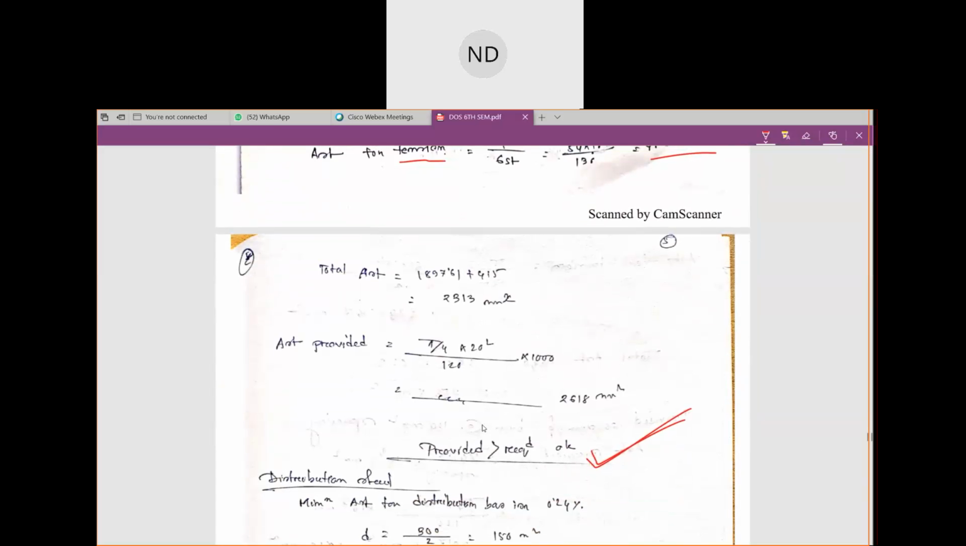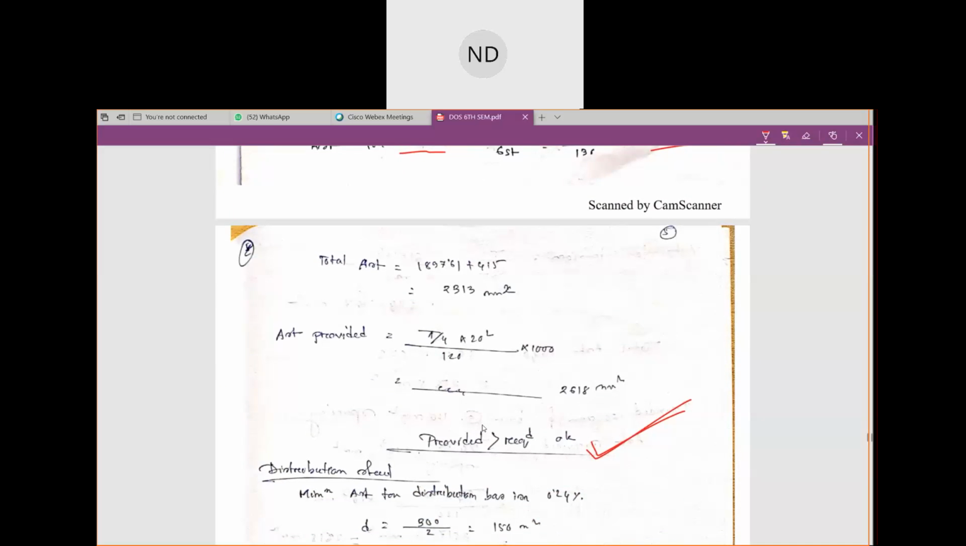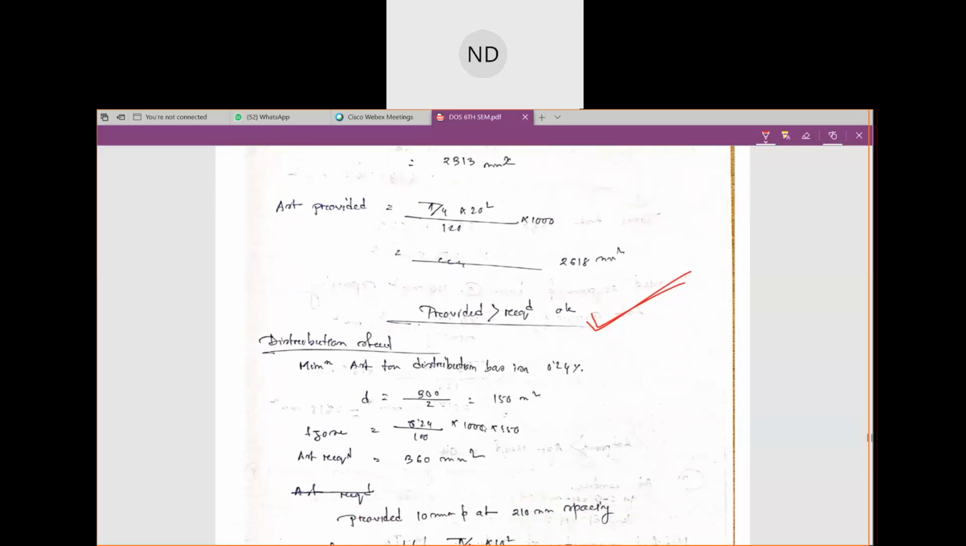Now for the distribution steel, the minimum area of steel for distribution bars is always 0.24%. So D we know, and half of D is the depth, how much, 300 by 2. So two zones are there, right?